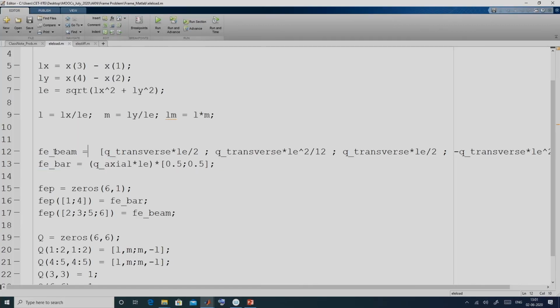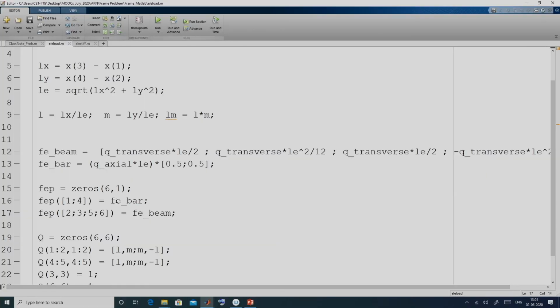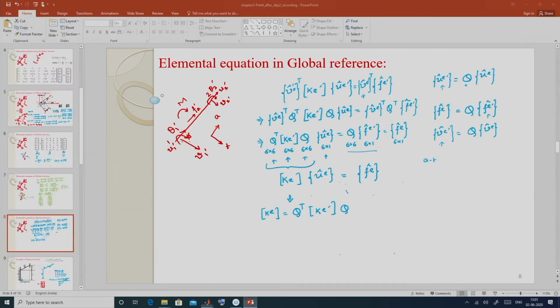So, again the distributed load for beam is entering in the degree of freedom 2, 3, 5, 6. You remember those degrees of freedom correspond to beam, and 1 and 4 correspond to bar. So, this FEP is nothing but the element load vector in local frame, that is Fe prime.